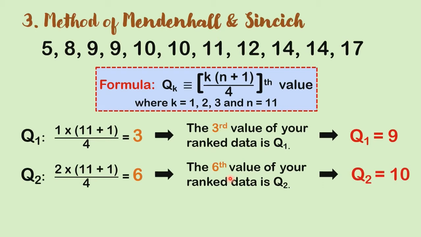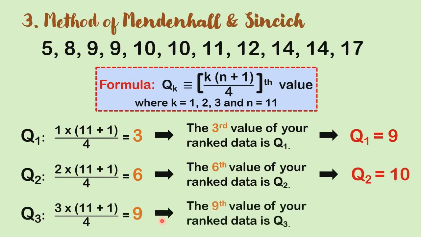And then finally, we get Q sub 3. Here. Okay? So, just substitute here, K equals 3, N equals 11. And if you do the math, you will get 9. Okay? What do you mean by that? The ninth value of our rank data is Q sub 3.